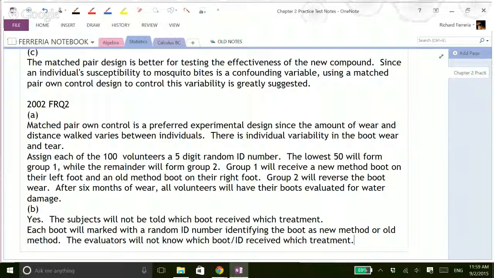Boot number 24601 received a new treatment. The serial number wouldn't have to identify which group it was in. You just know that... No, but I think if you're forgetting something, how do you know?